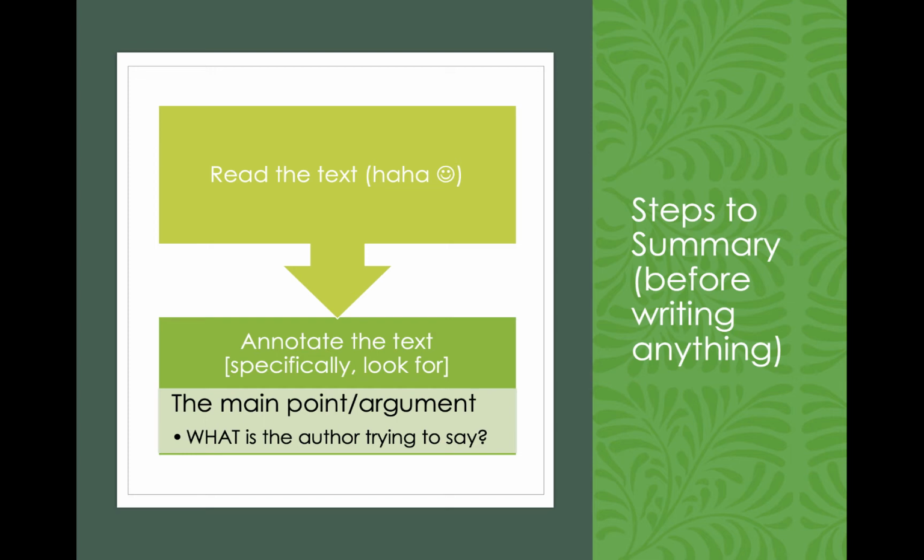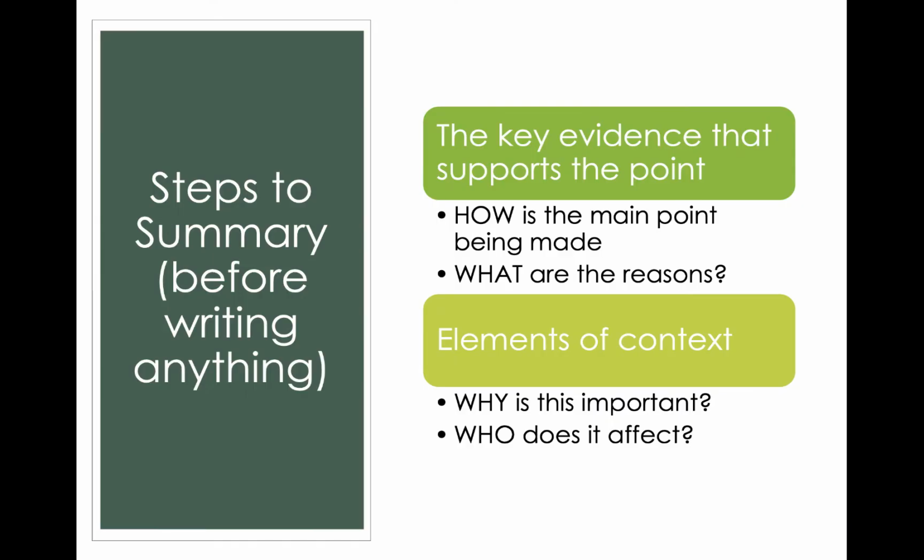Specifically, as you're reading and annotating the text, the main thing, the key that you want to be looking for is, what is the main point or argument of the text? What is the author trying to say at the bottom line? Next steps to take before you even start writing your paper is that you want to look at the key evidence that supports the main point that you just identified. This is how the main point is being made. What are the reasons that the writer is pointing to that support their argument?